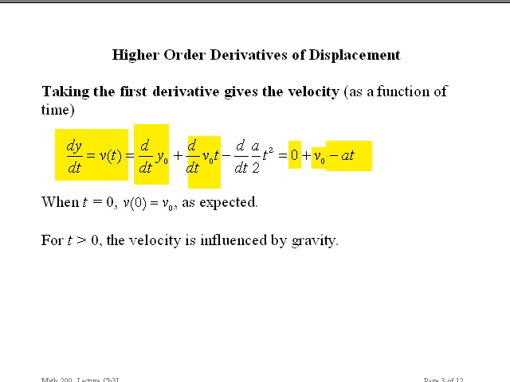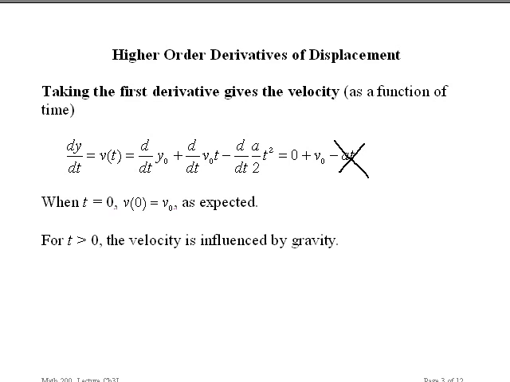When t is 0, this term is out of the picture, right? So the velocity at time 0 is v0. That makes sense because that's how we set up the problem. Always check those little things like that, because if you don't, somebody else will, and it's very embarrassing.